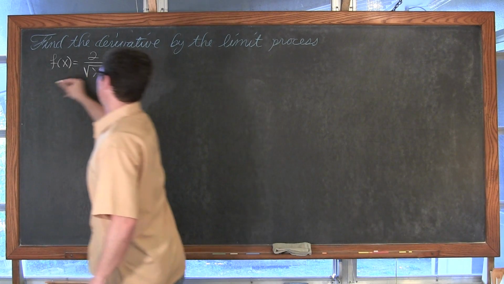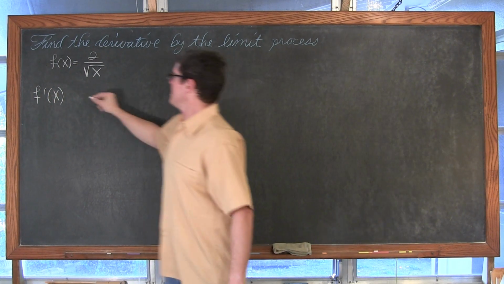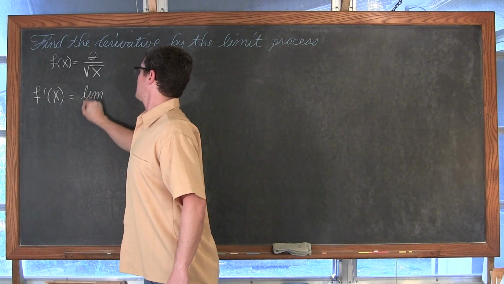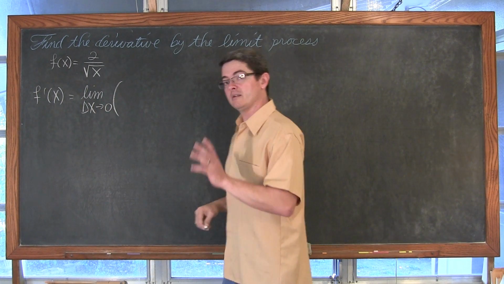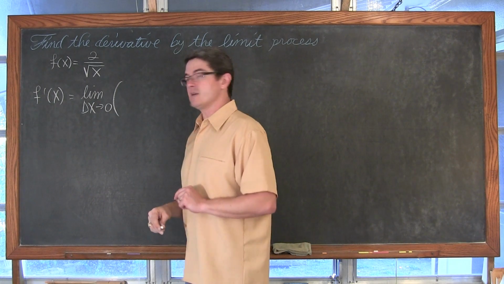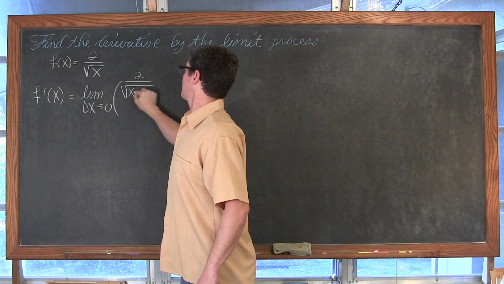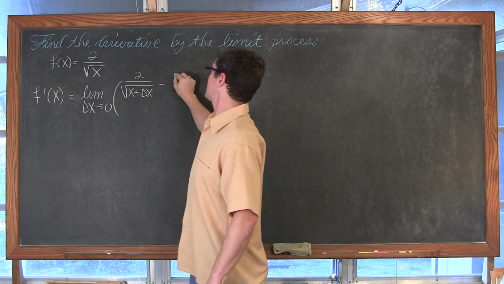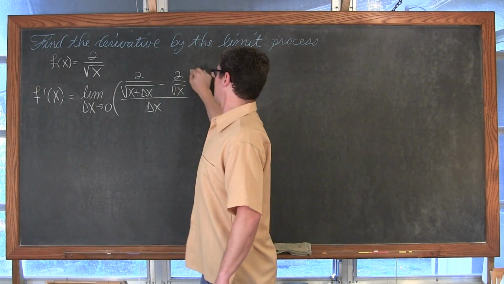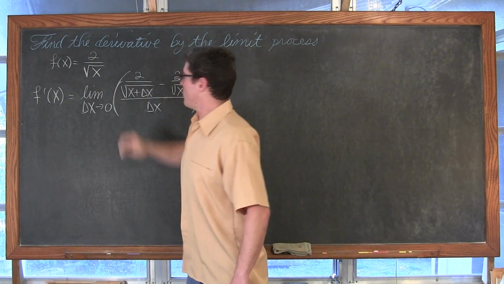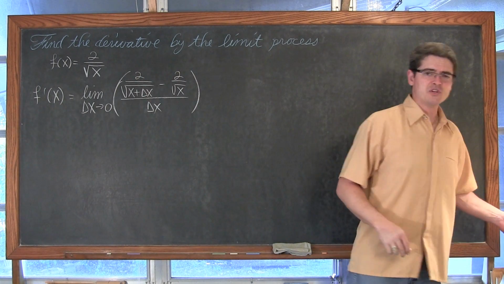So, f prime of x, or the derivative of f, is equal to the limit as delta x approaches 0. Now remember, we're plugging in, again, x plus delta x, so we have 2 over the square root of x plus delta x minus 2 over the square root of x all over delta x. So we're going to have quite a bit of work finding common denominators and working with fractions, which we all know we love to do.